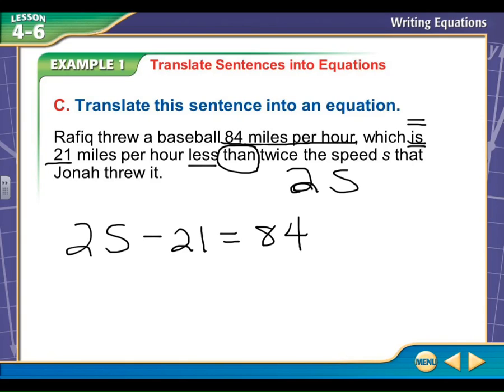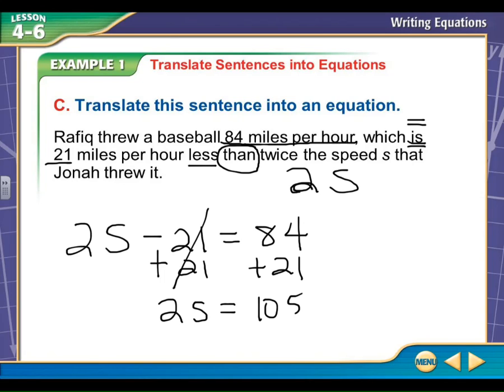If we wanted to solve this, we could add 21 to both sides, and we would have 2s equals 105. Then I would divide both sides by 2, and I would find out that his speed was 52.5, and that's how you would solve it.